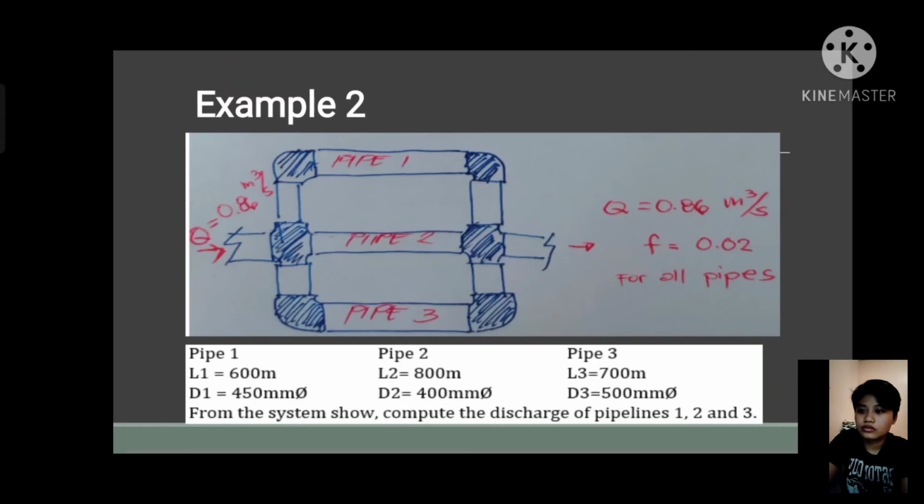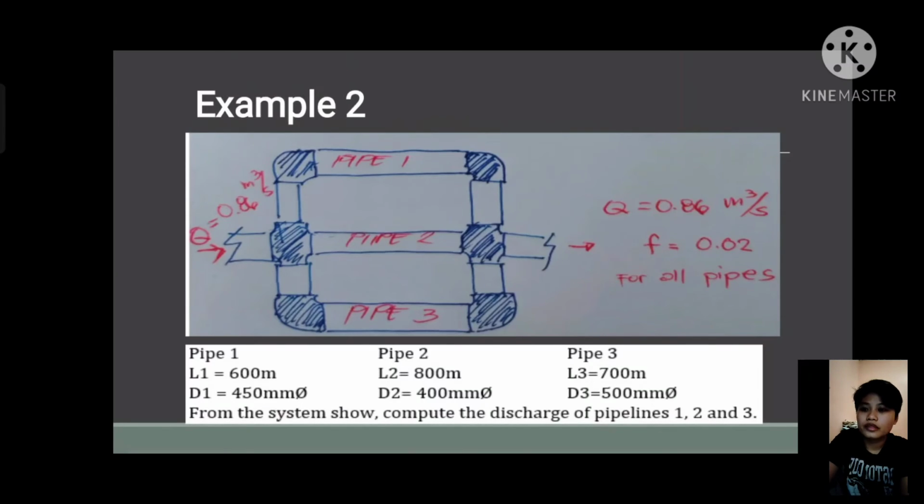So example 2, pipe 1, length is 600 meters, diameter is 450 millimeter. In pipe 2, length is 800 meter, diameter is 400 millimeter. Pipe 3 has a length of 700 meter and its diameter is 500 millimeter. There is a given total discharge Q equal to 0.86 cubic meters per second, which has a friction factor F of 0.02 for all pipes. From the system shown, compute the discharge of pipelines 1, 2, and 3.